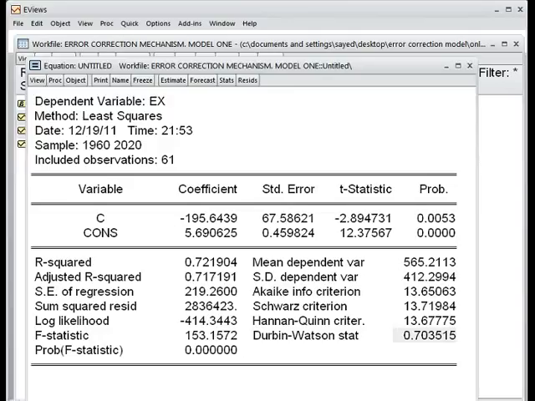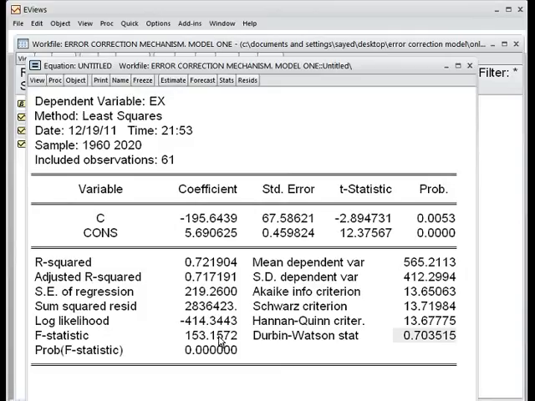Okay, but there is one more thing. If the residual of this model is stationary, then our estimated model is no longer spurious. So we should check the residual, whether it is stationary or not stationary.